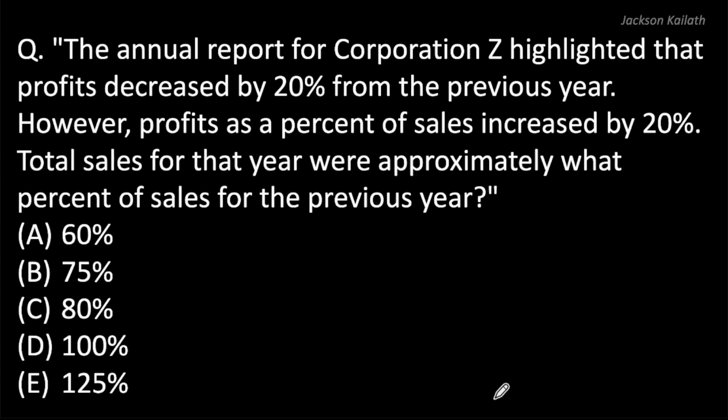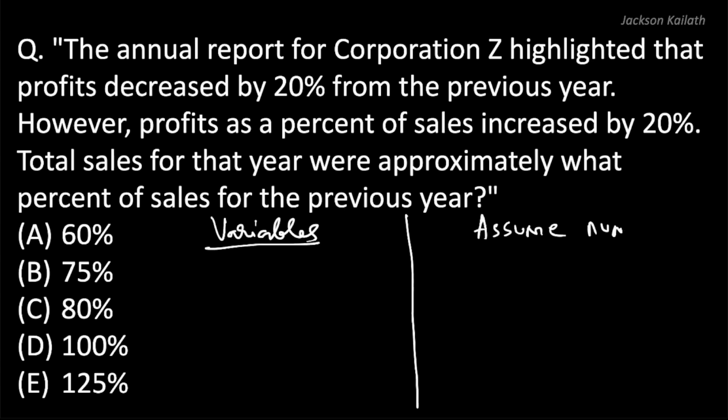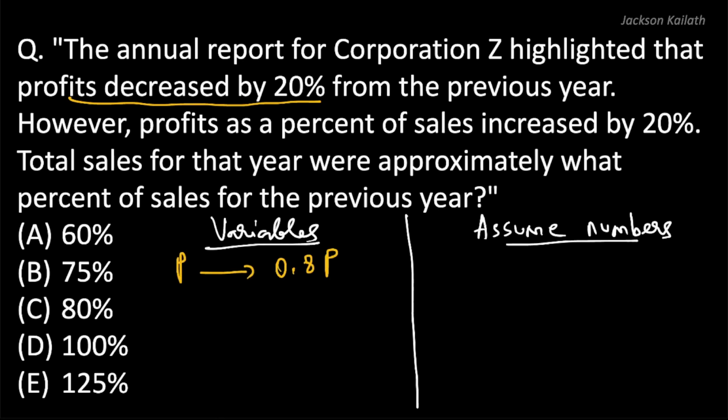So that's the question. Now, in this part, we will discuss two methods to solve these type of questions. Now the typical method is using variables. So let's take a look at this first. So over here it's mentioned that profit decreased by 20% between the 2 years, right? So let's say that initially the profit was P. Then if you decrease that by 20%, the profit became 0.8P, right?